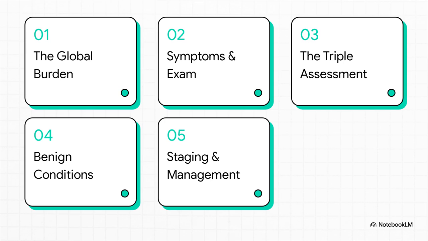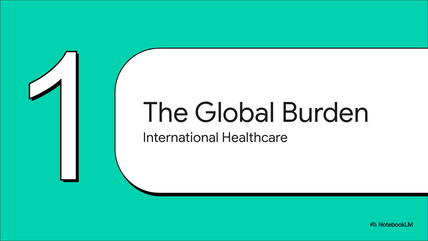So here's our clinical pathway for today. We'll start with 1, the global burden, then 2, symptoms and exam, 3, the triple assessment, 4, benign conditions, and finally, 5, carcinoma staging and management. Okay, let's jump into Section 1, the global burden.